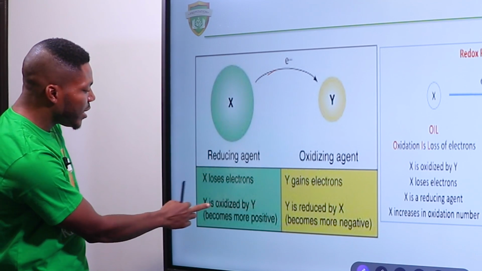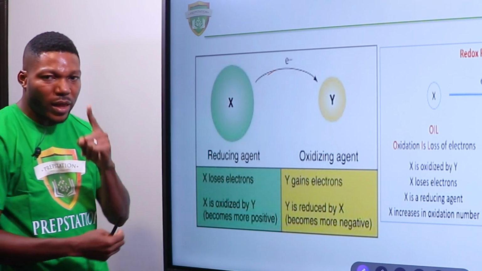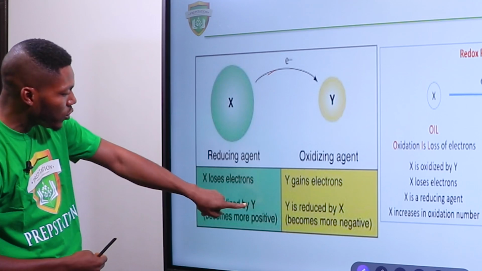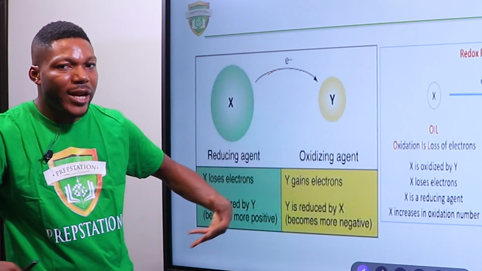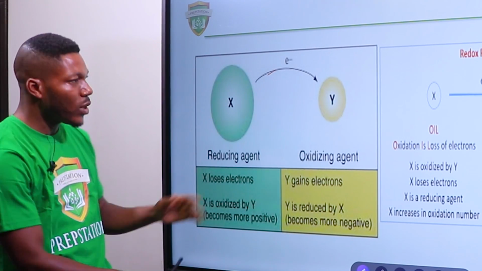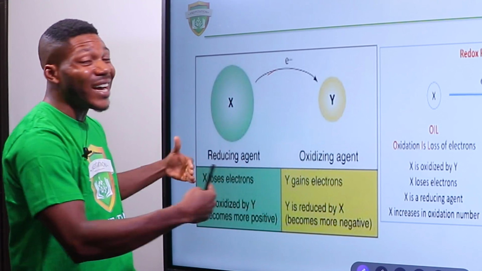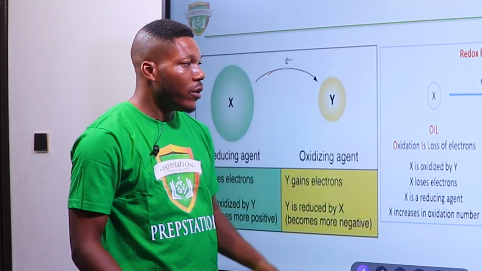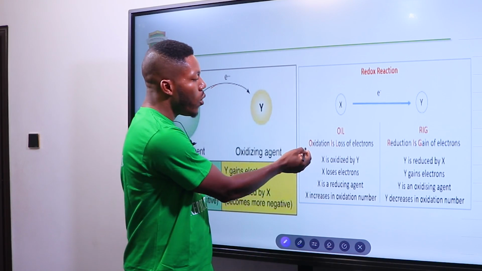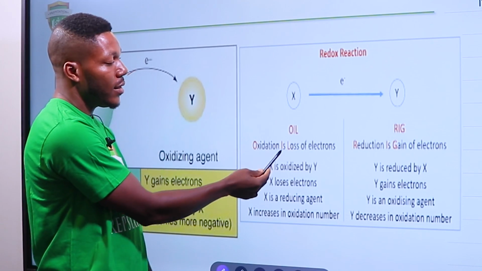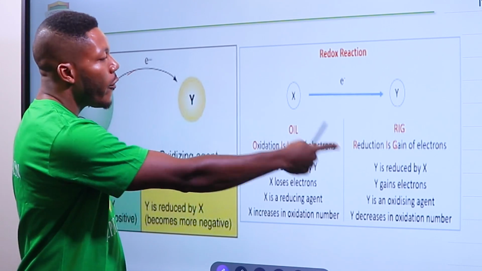In that process, X is oxidized, meaning that X has lost one electron to Y. Then Y receives the electron from X and becomes larger in size compared to X. So that's what happens in a redox reaction. It's a simultaneous reaction where the processes happen at the same time. Now, the short form for this reaction is known as OIL RIG. O stands for oxidation, I stands for is, L stands for loss.